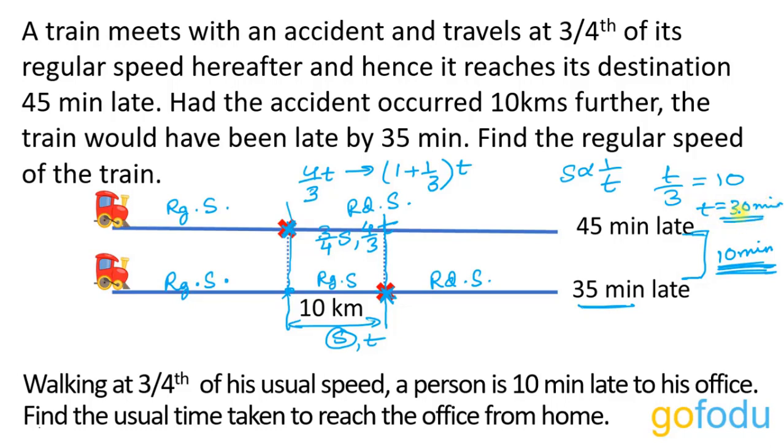We want the regular speed of the train. That would be distance upon time. This patch is of 10 kilometers and time t is 30 minutes or 1/2 hours. So regular speed would be 10 upon time, that is 1/2. This is 20 kilometers per hour.